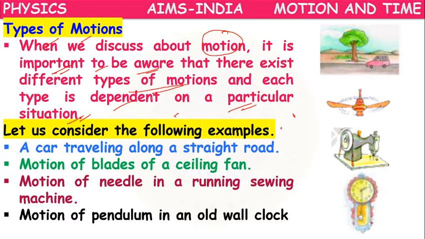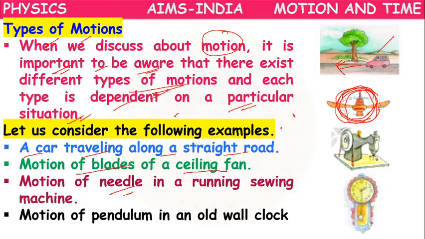Let us consider the following examples. A car traveling along a straight road. Here the car is moving forward. Motion of blades in a ceiling fan. In a ceiling fan, the blades are moving around. It is going in one direction, but it is moving around. The direction is changing continuously.